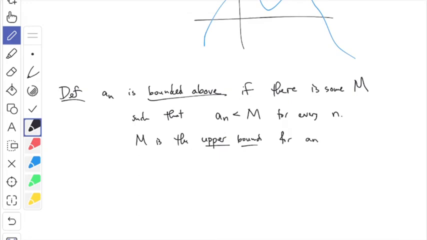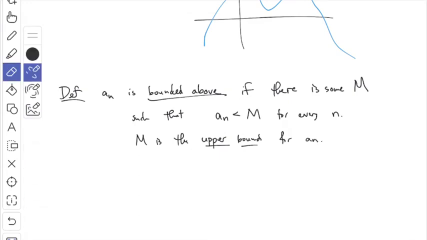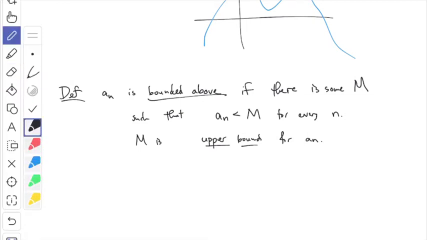Maybe I shouldn't use the word "the." I mean, if there is an upper bound, then there's automatically many upper bounds. You could always choose larger values, and those would also be upper bounds. So M is an upper bound for a_n, the sequence. All right? This is just the terminology.